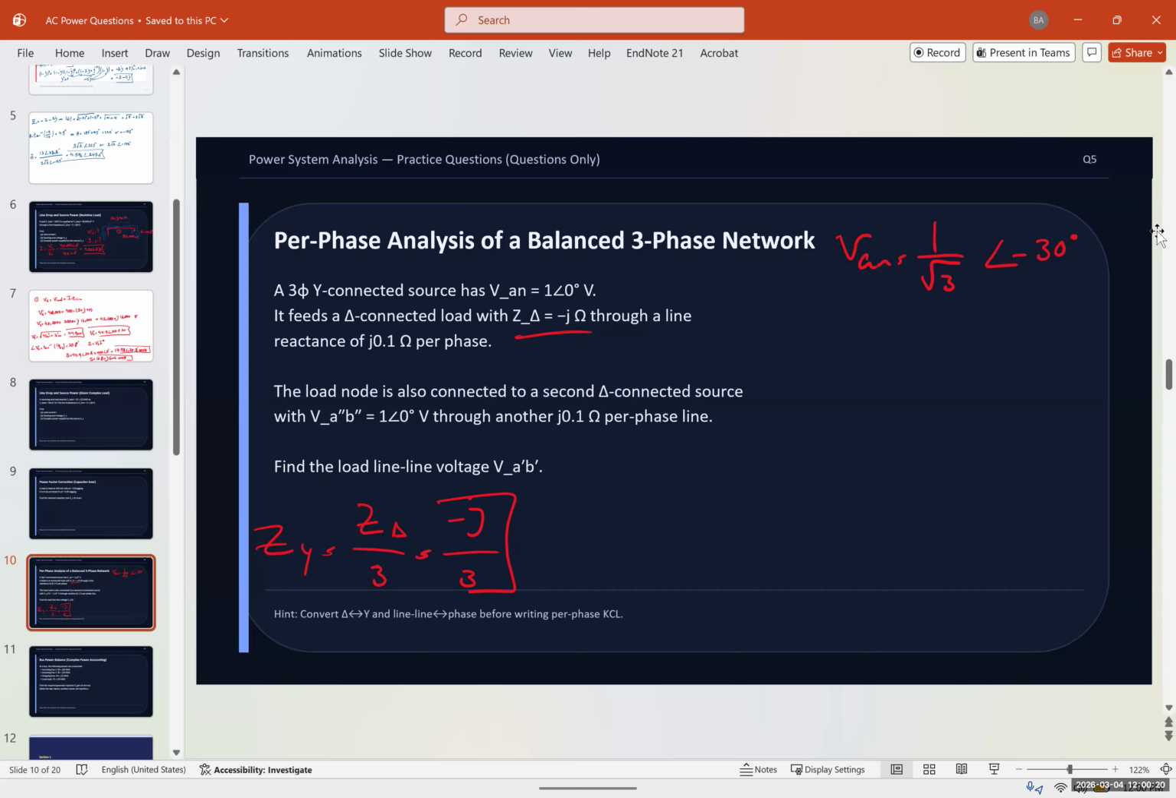Now, we define node voltage VA, and we apply KCL at point A. So it's going to be VA minus 1 with an angle of 0 degrees over j 0.1, plus VA over negative j over 3, plus... I didn't think this one through. Yes, we have to convert everything to a line voltage.